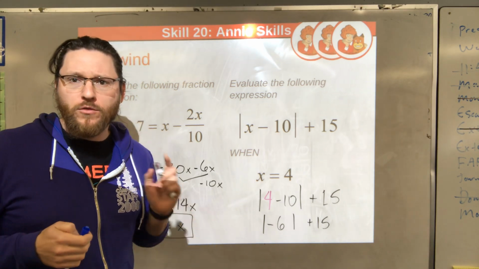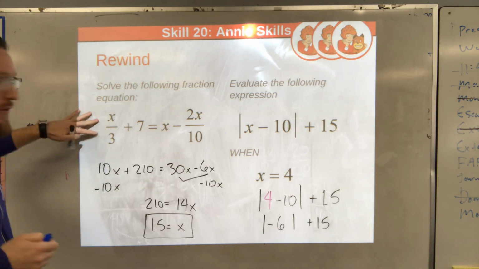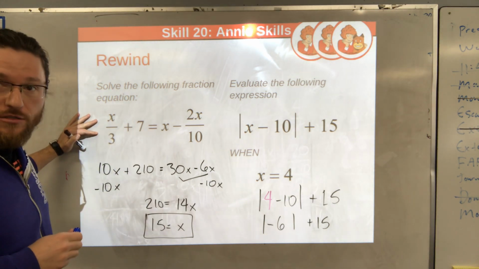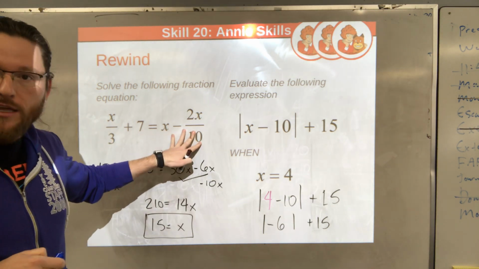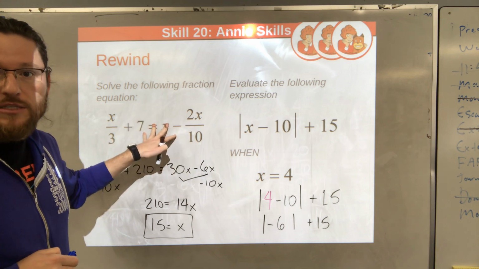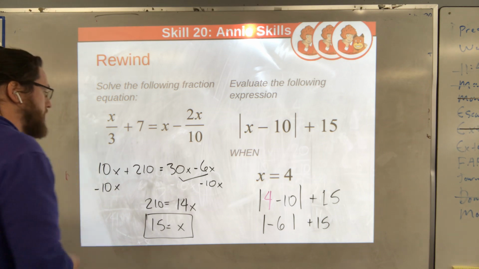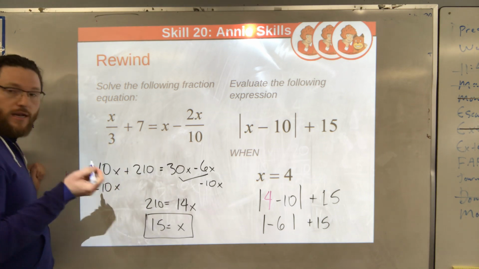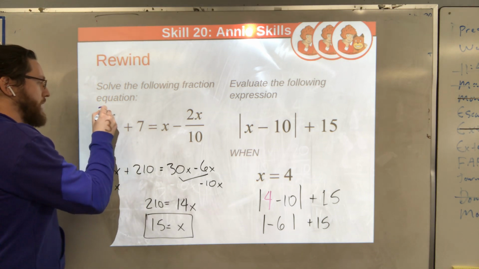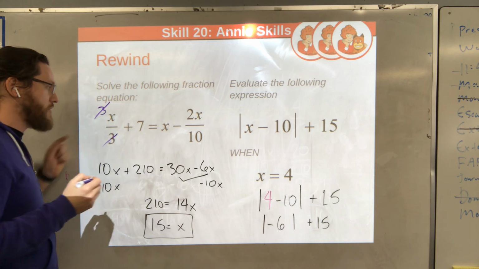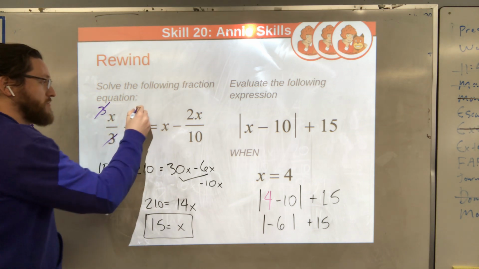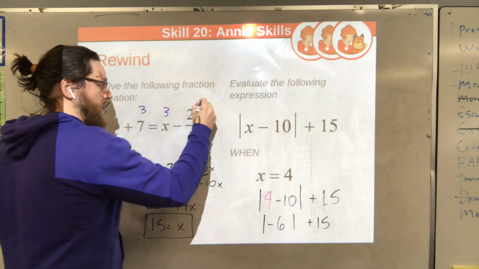I wanted to start by going over the rewind. For this first one, this is just a review of what we did yesterday, right? This is a big, gross-looking equation, and the trick to these is just to get rid of the fractions first, right? So we can start this problem by getting rid of the 3, right? In order to get rid of that 3, we need to multiply by 3. That 3 will cancel out. But if we're going to multiply by 3, we have to multiply everything by 3.